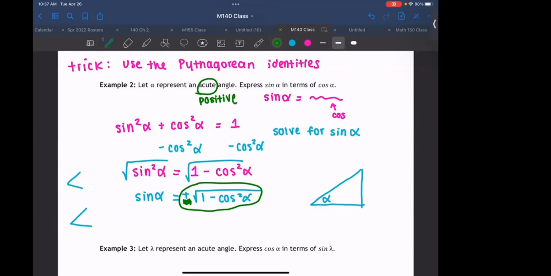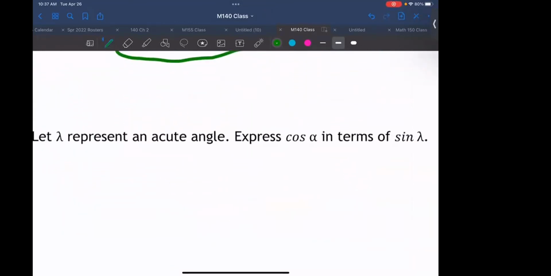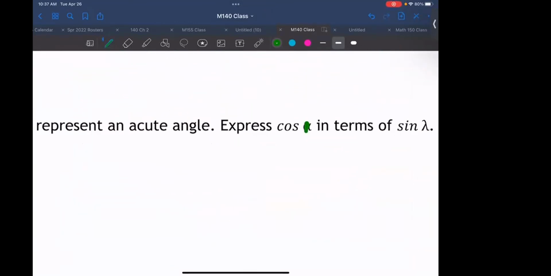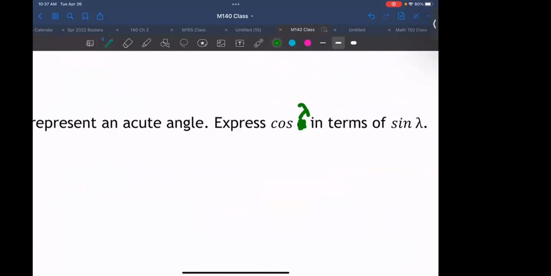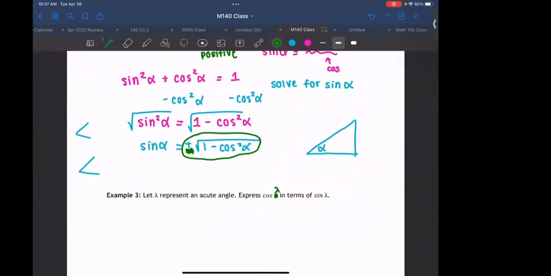Oh yeah. Okay. So basically, your answer is the positive version. Not too bad, right? We just started out with a Pythagorean identity and we just solved for sine. Okay. Any questions? All right. Try example 3 on your own. Before you start, though, I want you to change cosine alpha into cosine lambda, okay? Because they were supposed to match. I just made a typo there.